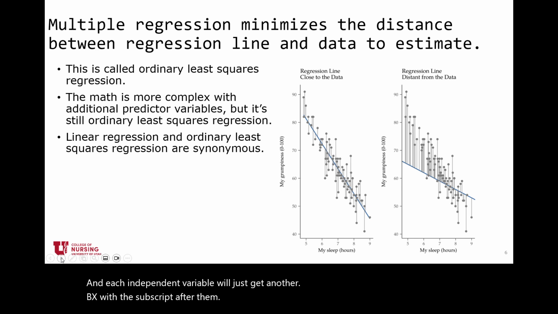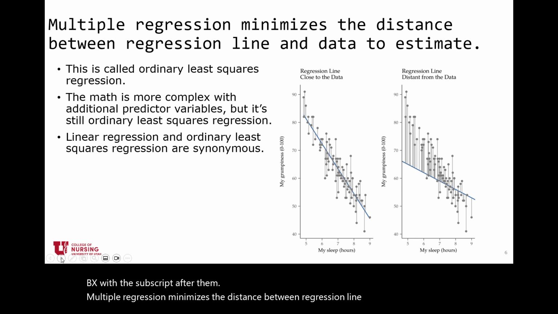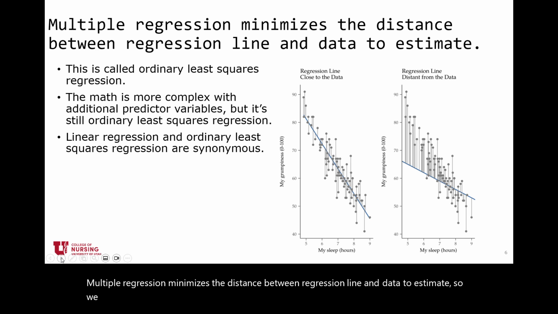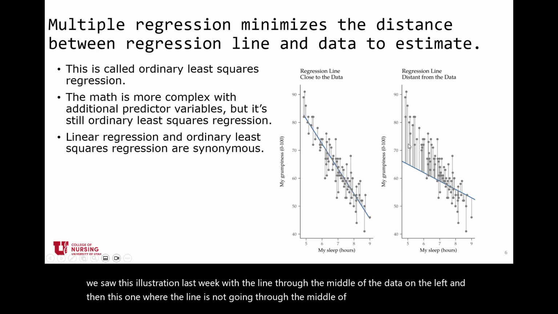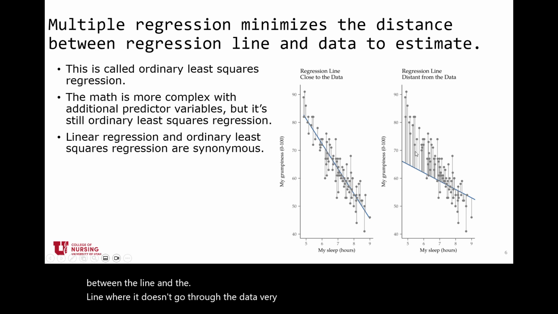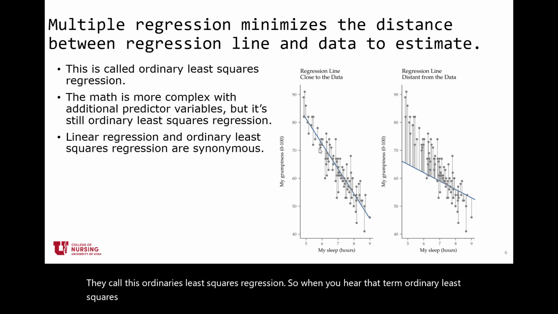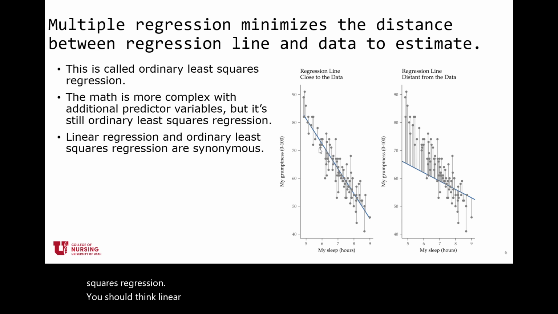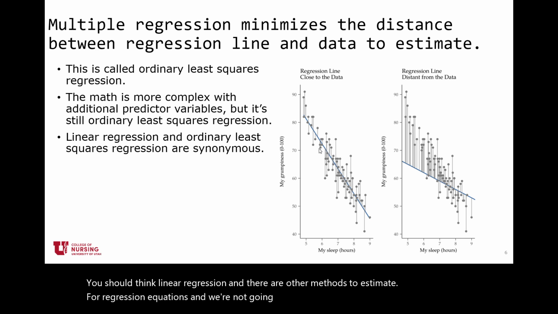Multiple regression minimizes the distance between the regression line and the data to estimate. So we saw this illustration last week with the line through the middle of the data on the left, and then this one where the line is not going through the middle of the data. The distances between the line and the data, where it doesn't go through the data very well, are going to give a lot of very high residuals. So they call this ordinary least squares regression. When you hear that term, ordinary least squares regression, you should think linear regression. And there are other methods to estimate regression equations, and we're not going to talk about them here.